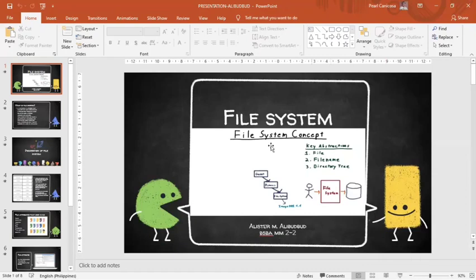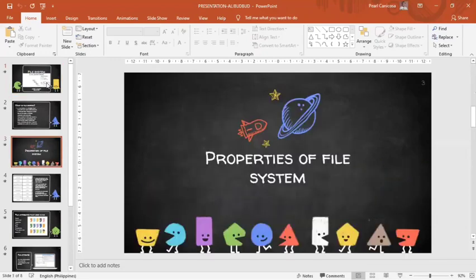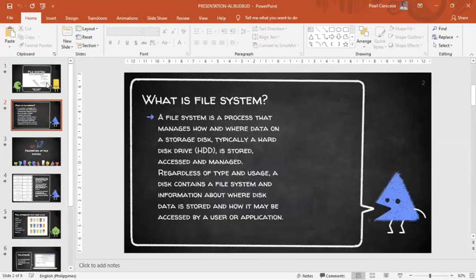So what is a file system? A file system is a process that manages how and where data on a storage disk, typically hard disk drives, is stored, accessed, and managed. Regardless of type and usage, a disk contains a file system and information about where this data is stored and how it may be accessed by an application and a file.